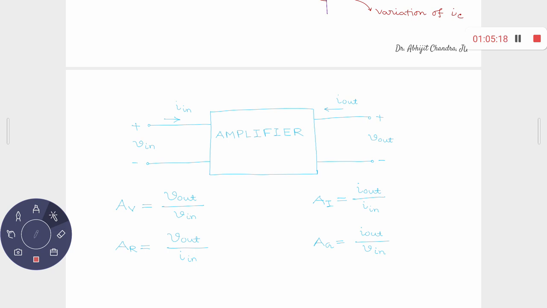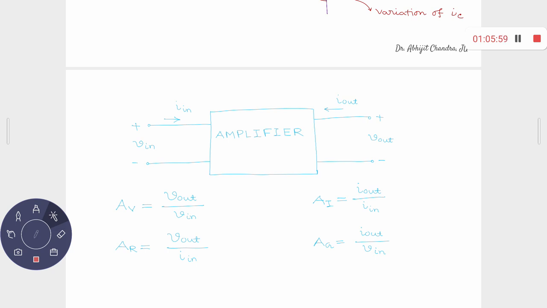Typically, for a two-port network, this terminal is considered positive with respect to this terminal. Similarly, this terminal is considered positive with respect to this terminal. And traditionally, the currents which are entering the two-port network are considered with a positive direction of the current. So that's why traditionally the input current, this output current is shown this way, positive. So this is the generic structure of any two-port network. You have two ports, input port, output port, and you have one common terminal, both at the input side as well as the output side.